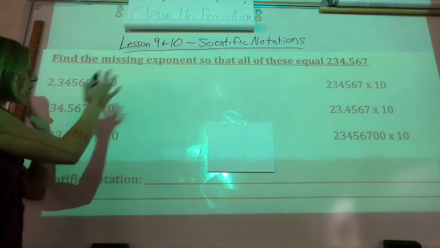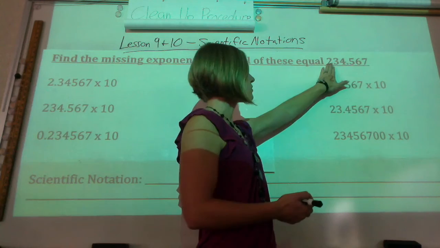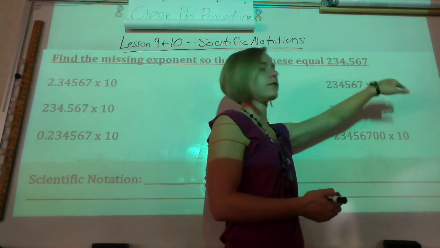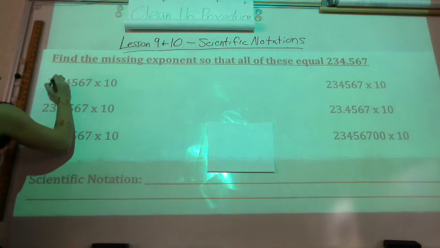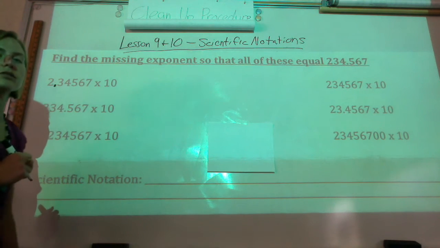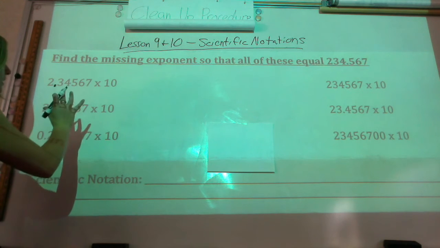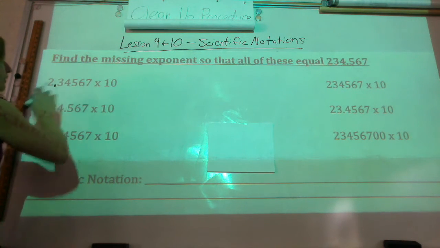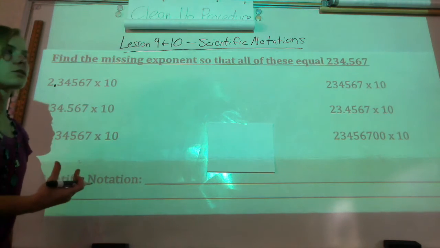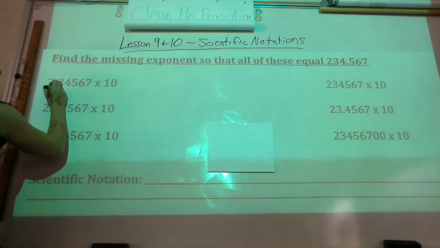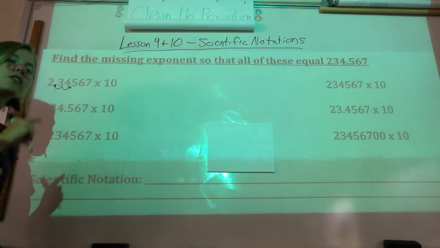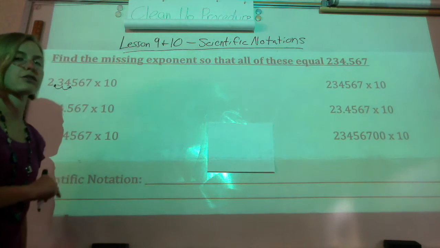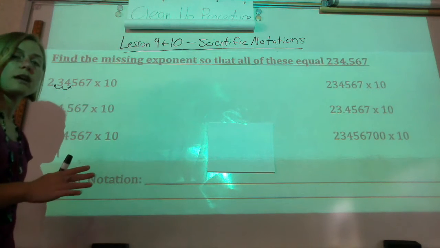So I want to change all of these numbers into 234.567. On this first one, we have a decimal right after the 2, but I don't want the decimal to be right after the 2. I want my first number to show 234.567. So I need to move this twice. I need to make this number appear 2 decimal places bigger than it actually is. In math, you can do that.